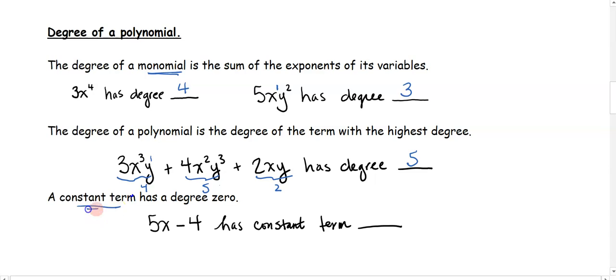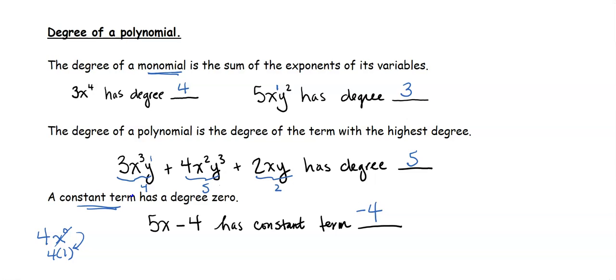Another word we should make sure we understand is the word constant term. The constant term has degree 0, or it's the term without a variable. Why does it have degree 0? Because any variable to the power of 0 is just 1, so it gets rid of the variable. So in this case, my constant term is not 4, it's actually negative 4.